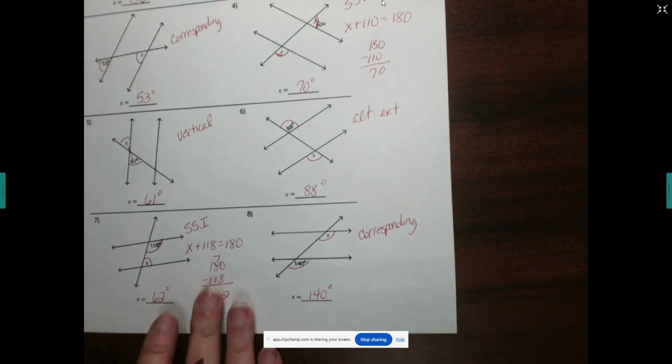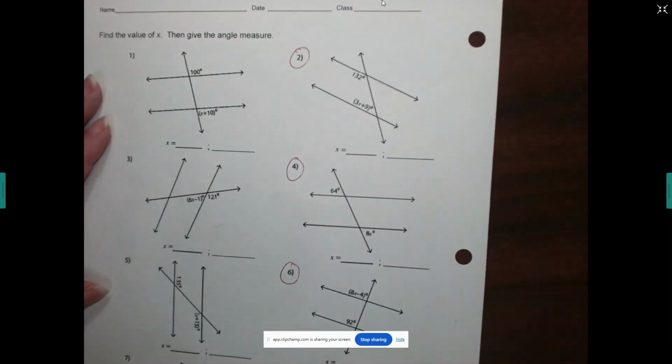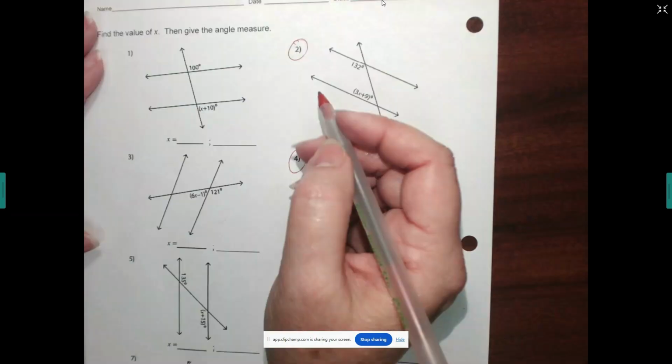All right? So today, what we learn is we're kind of extending it a little bit. Now we've got variables entered into the mix. So we're going to have to solve for the missing variable. So it says find the value of x, then give the angle measure.